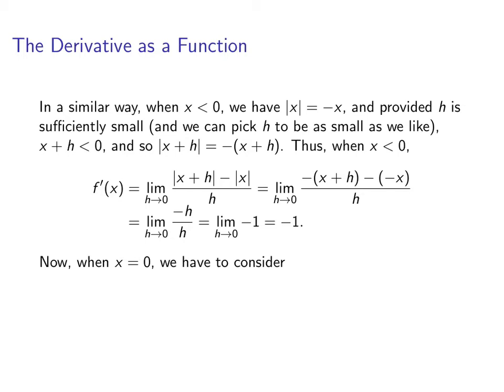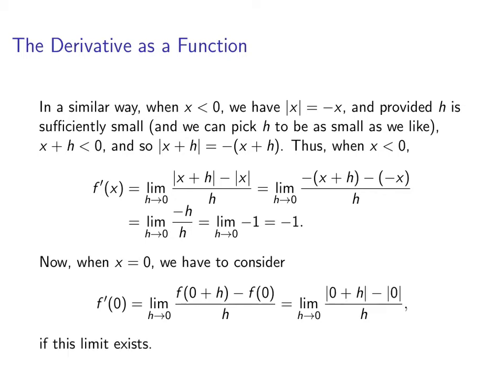Now let's see what happens at 0. So at 0, we have to consider the limit of f of 0 plus h minus f of 0 all over h. And now we'll put things into the function, and we get the limit of absolute value of 0 plus h minus 0 all over h, if the limit exists. Let's go ahead and compute left and right hand limits separately.